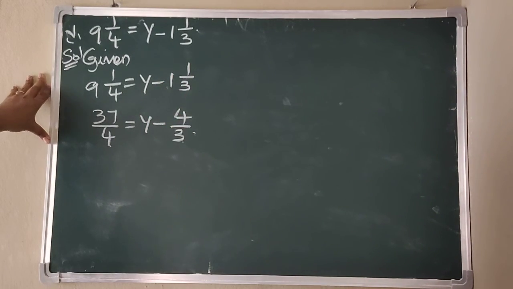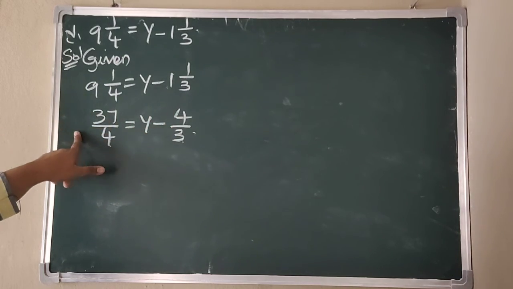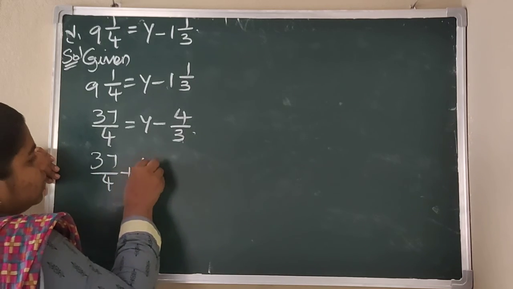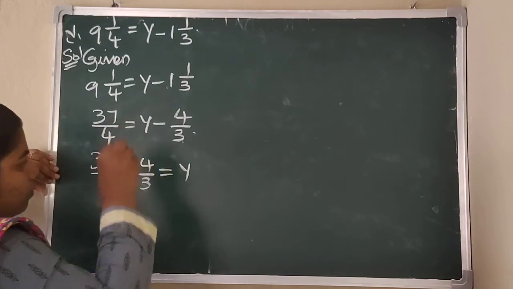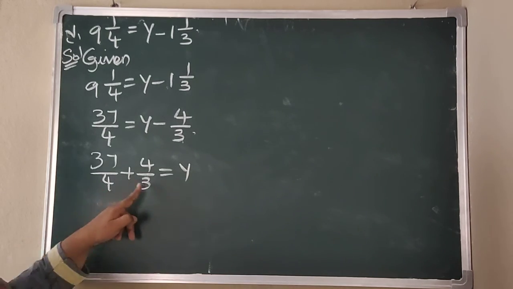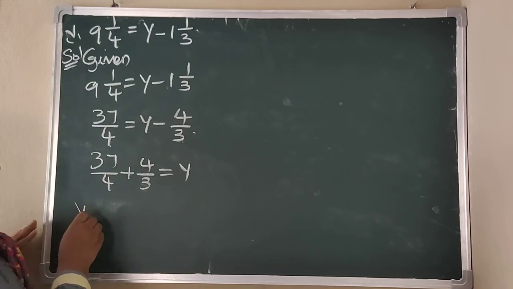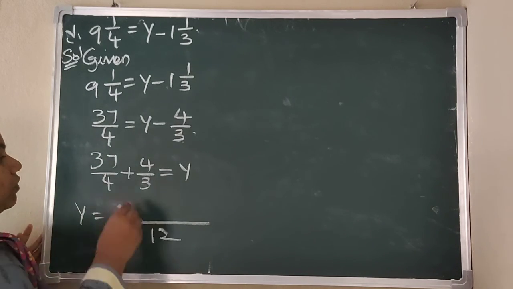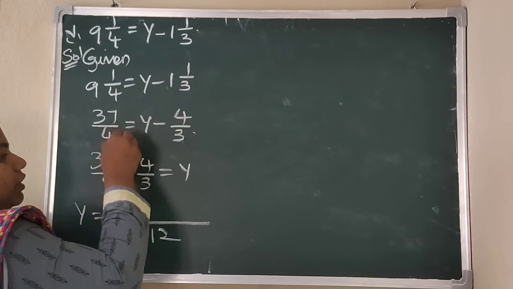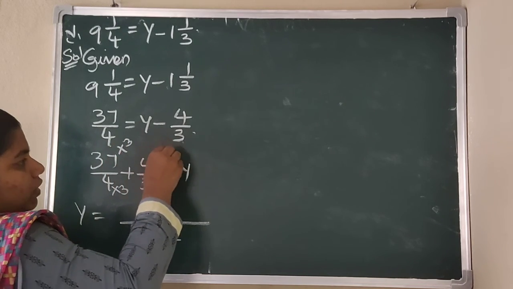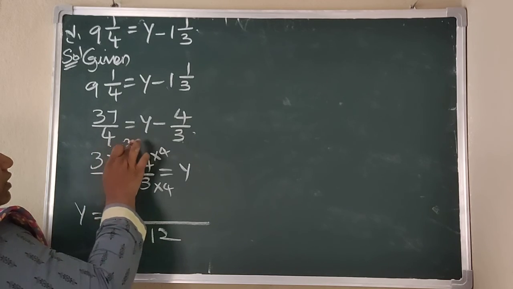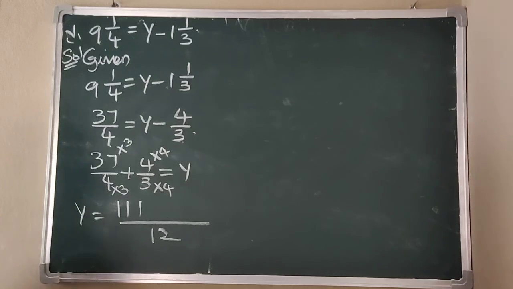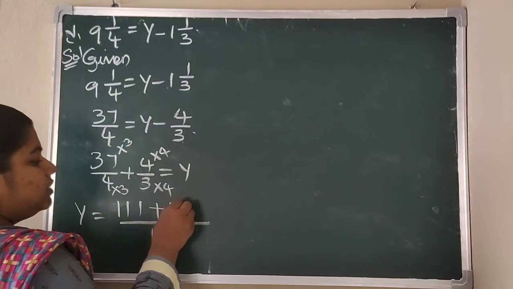So what I am doing now, I am transposing this minus 4 by 3 to this side. That will become plus. So 37 by 4 plus 4 by 3 is equal to y. Now we have to take the LCM of 4 and 3. So what is the LCM of 4 and 3? The LCM of 4 and 3 will be 12. So into 3, into 3, into 4, into 4. So 37 3s are 3 7s are 21, 3 3s are 9, 9 plus 2 will be 11. So it will be 111 plus 16.